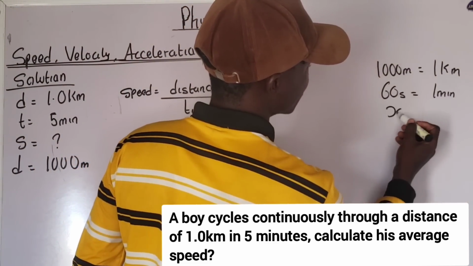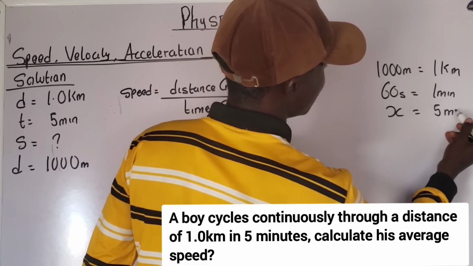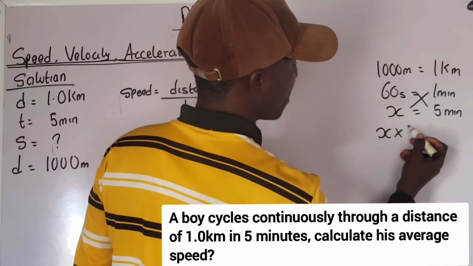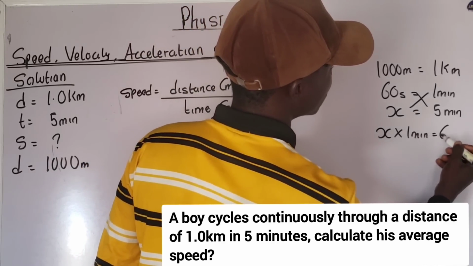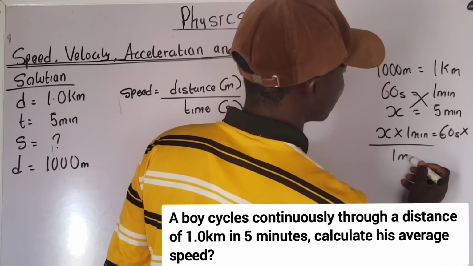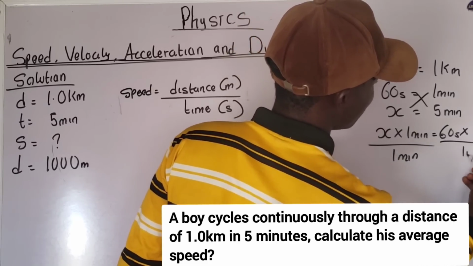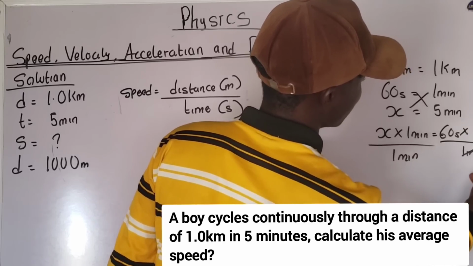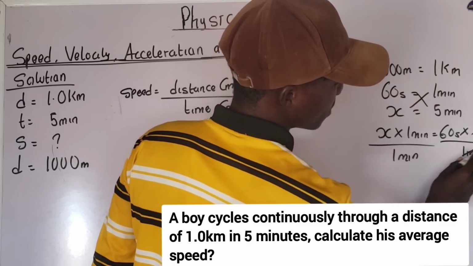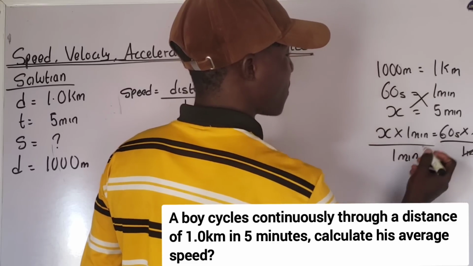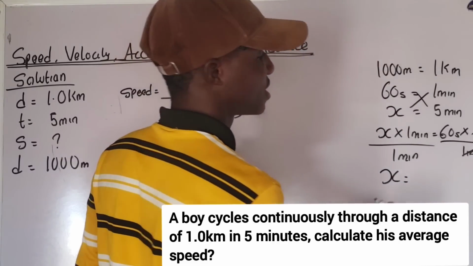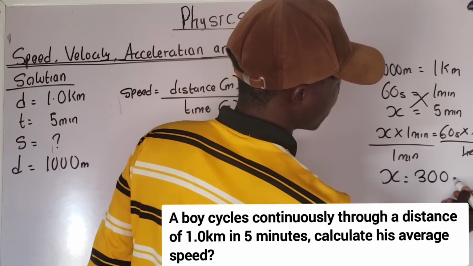Now, let x equal 5 minutes. In this case, we are going to take the cross product. So x multiplied by 1 minute equals 60 seconds multiplied by 5 minutes. Divide both sides by 1 minute. This minute will cancel this minute. So I'm left with 60 times 5. So x equals 5 times 60, that is 300 seconds.